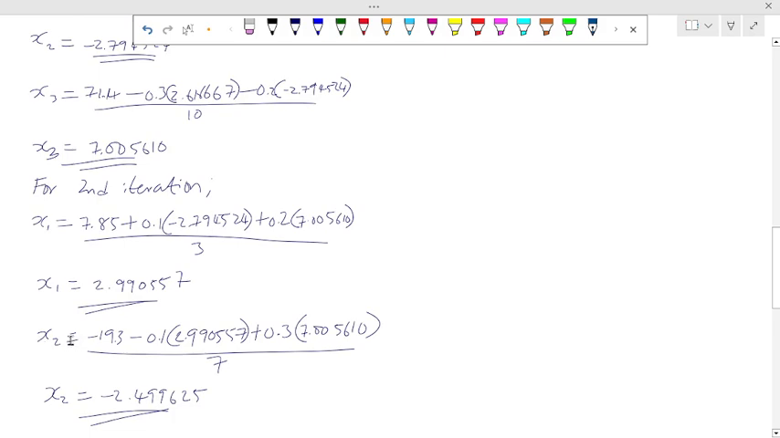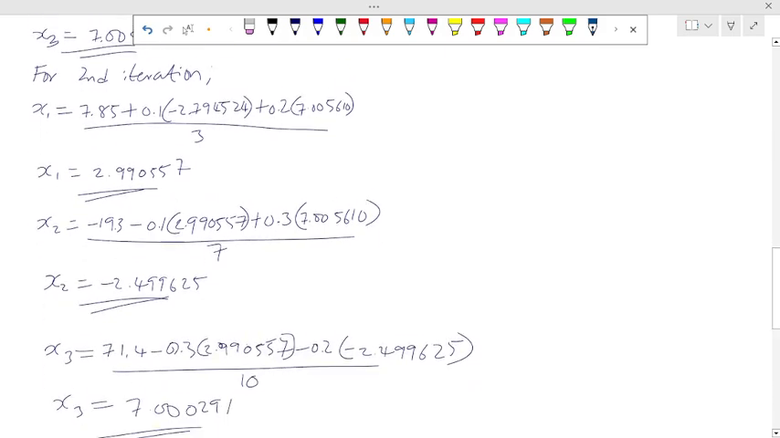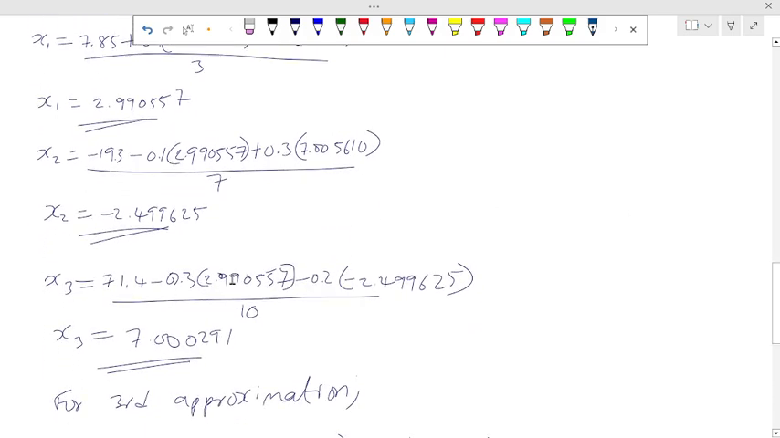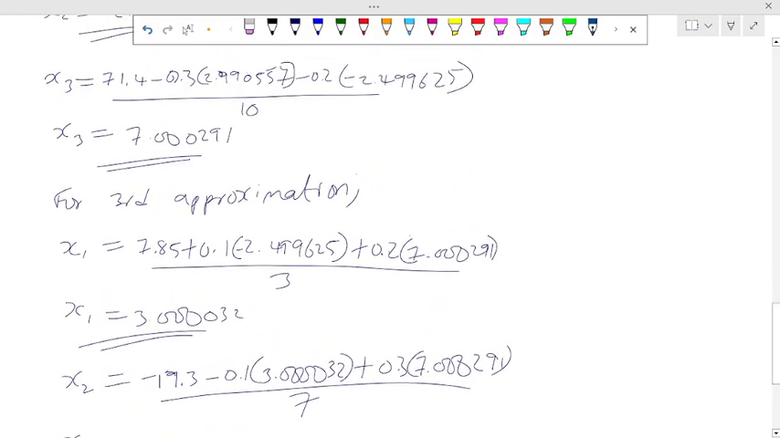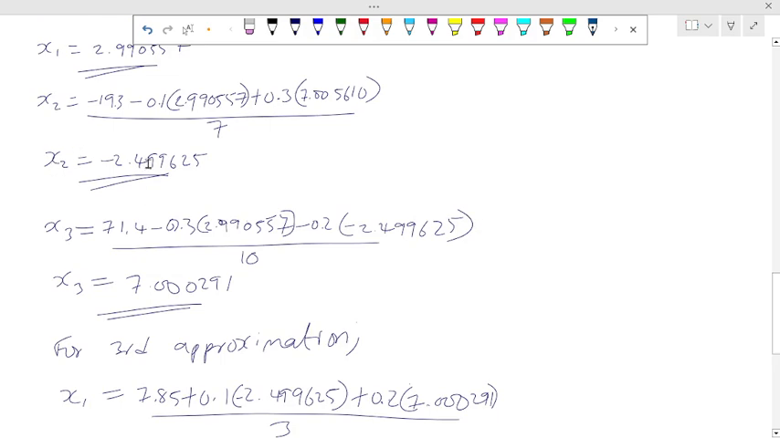For x2, where we have x1, we put this new value of x1, and where we have x3, we put the value of x3. So we now have a new value for x2. Then for x3, where we have x1 we put the latest value, and where we have x2 we put the latest value. So we now have x3. We can see that we are getting closer to the real numbers, close to 3 and close to minus 2.5, as the iteration goes up.